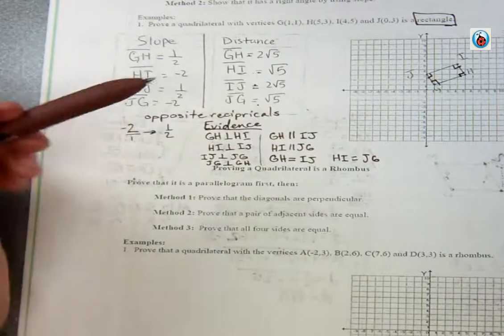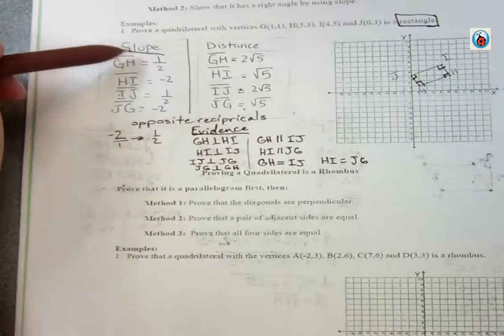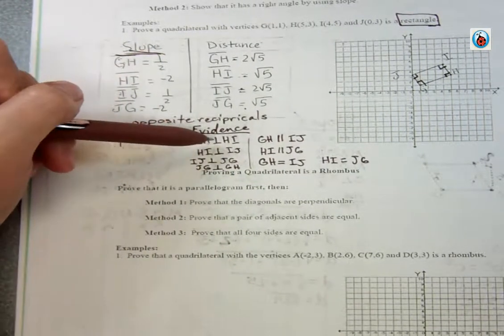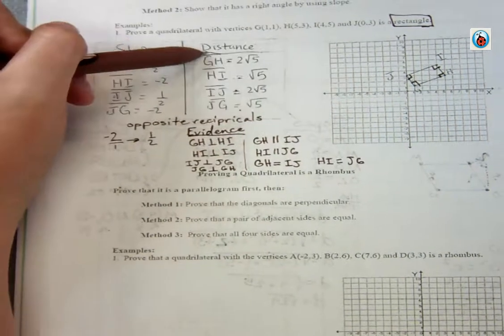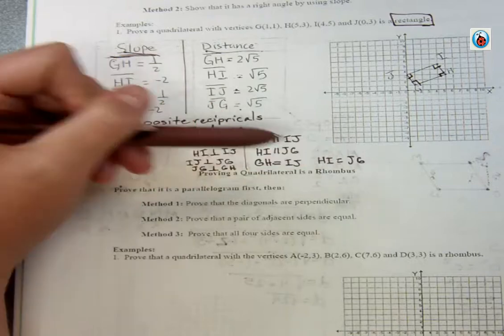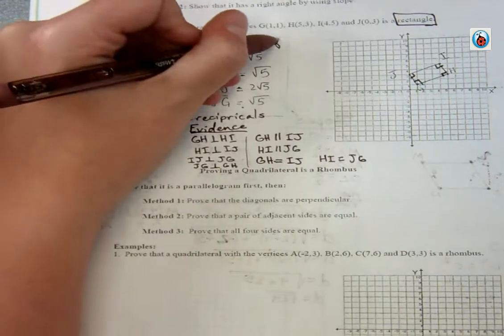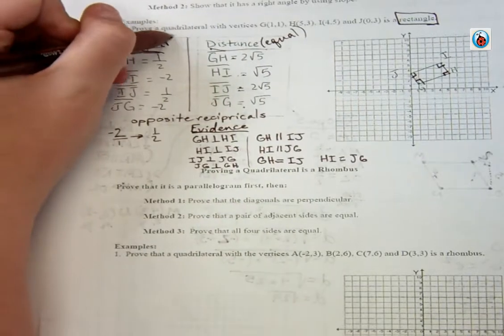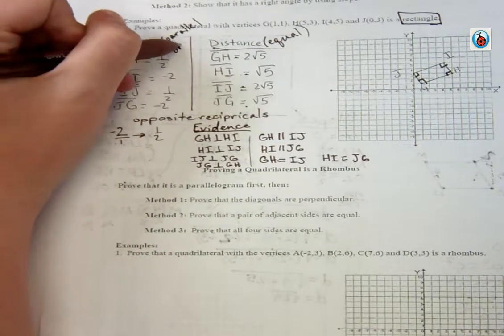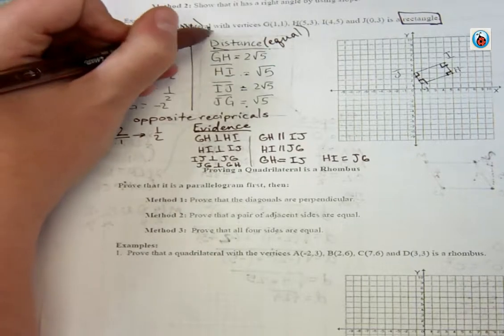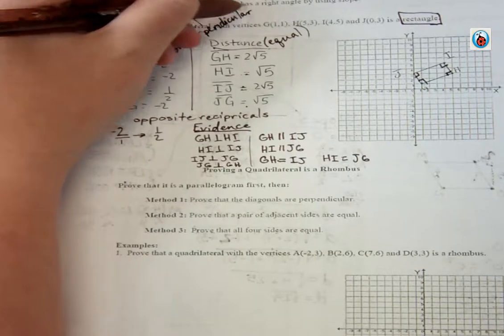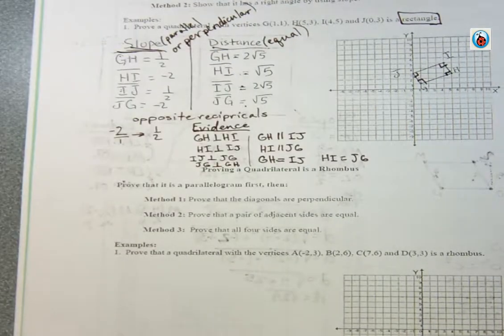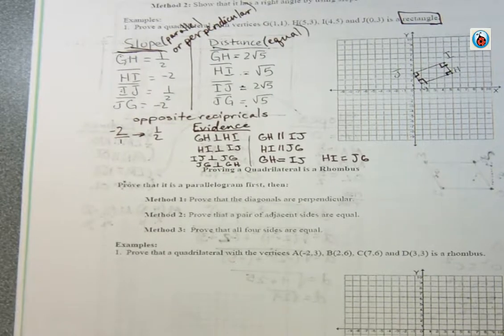So notice what we have going on. Anytime it's coming from the slope column, you're either going to put perpendicular or parallel. Anytime it's coming from the distance column, you're going to put an equal symbol. So distance, you're going to put an equal symbol on the evidence. Slope, it's parallel or perpendicular. Hopefully that'll make a little more sense to you after you write those down and figure that out.